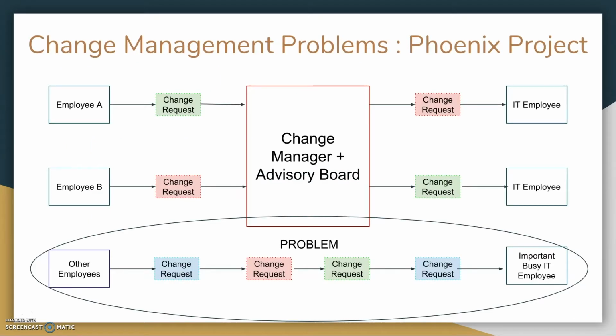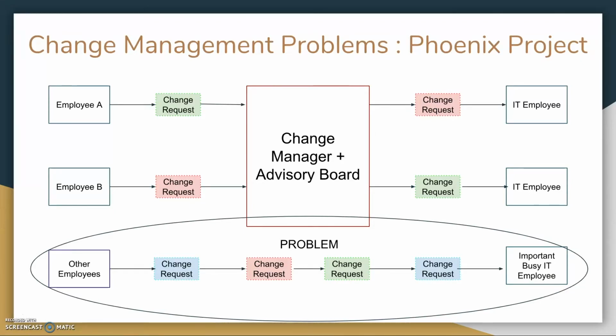Now we'd like to discuss several of the problems that plague change management. As you can see by this diagram, it shows a simple, almost perfect example of change management at the top. You have employees sending change requests to the change manager and advisory board, who evaluate said changes and then distribute them to the IT employees, who later return a report to the change manager.